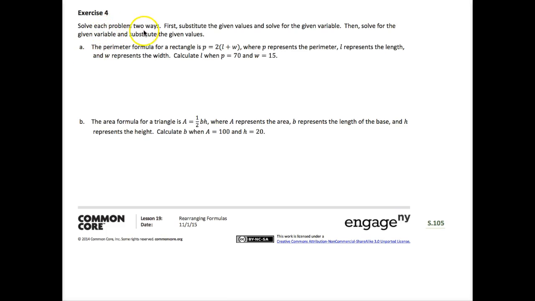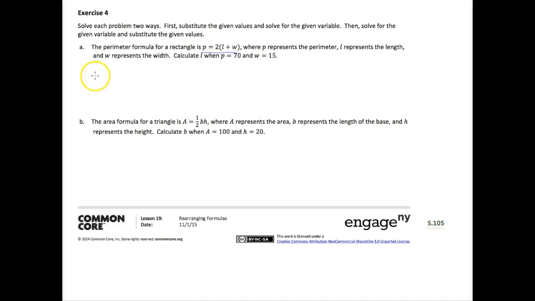Solve each problem 2 ways. Substitute the given values and solve for the variable. Then solve for the given variable and substitute the given values. So our equation is P equals twice the length plus the width, where P represents the perimeter, L represents the length, and W represents the width. Calculate L when P is 70 and W is 15.